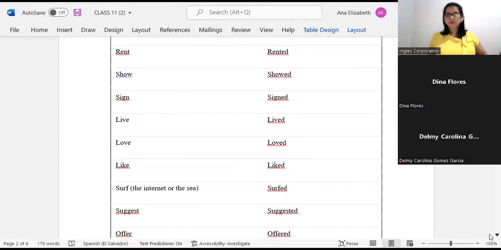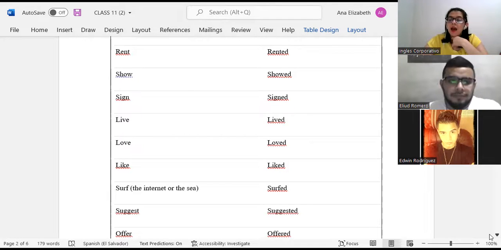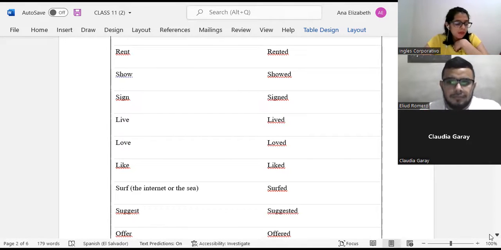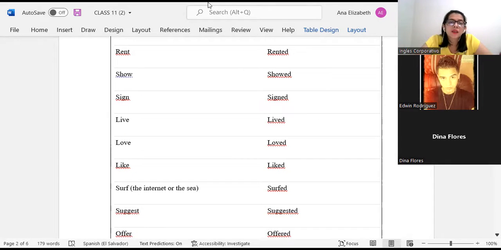What about love? Loved. I love my daughter. Yes, I love my daughter. I love my daughter too. I love my parents. Good. I love my family. My mother. I love to eat pupusas. Yes, me too. Of puerco. Pero no puedo. Quiero ver. Dice, I love my dogs. Ese sí le gustó ese verbo, ¿verdad?